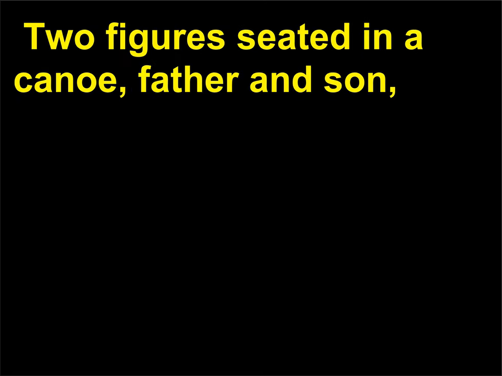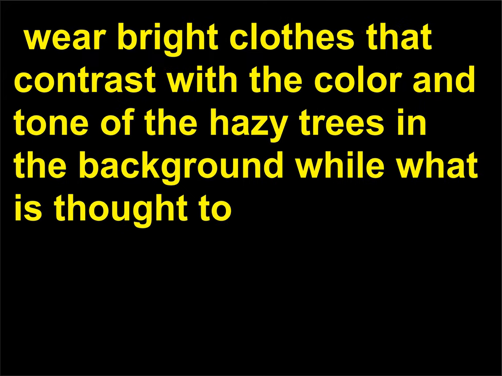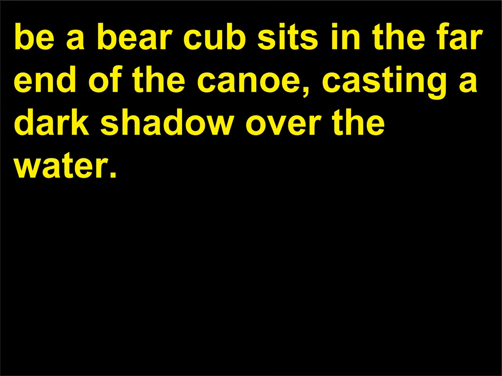Two figures seated in a canoe, father and son, wear bright clothes that contrast with the color and tone of the hazy trees in the background, while what is thought to be a bear cub sits in the far end of the canoe, casting a dark shadow over the water.